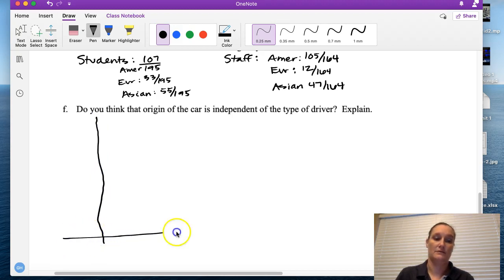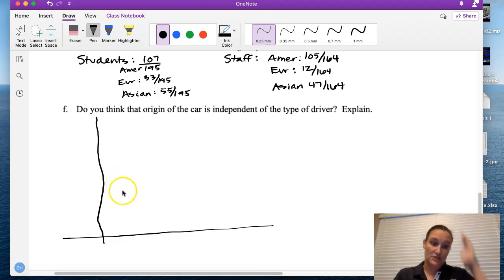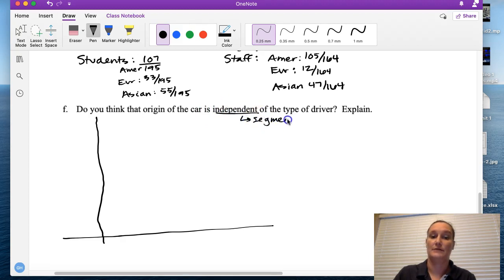Oh, wow, I really cannot draw straight lines on this tablet. Okay. So to answer this, to determine if it's independent, you must use a segmented bar graph or bar chart. And our segmented bar graph for independence is always going to have more than one bar. All right, so I'm going to go ahead and do 30, 40, 50, 60, 70, 80, 90, 100.